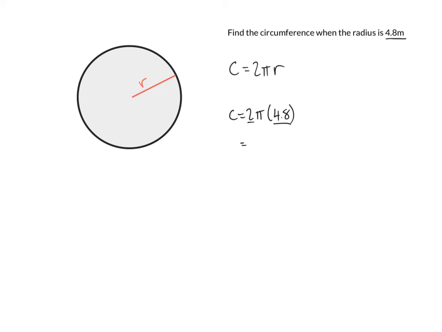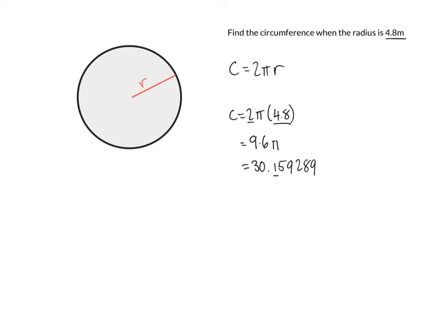Now if we multiply these two, because we can do that in our head, 2 times 4.8 is going to be 9.6. And then the next step would be get your calculator out and find 9.6 multiplied by pi, which gives us 30.15929, a whole bunch of other digits.